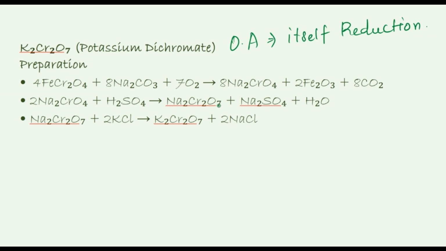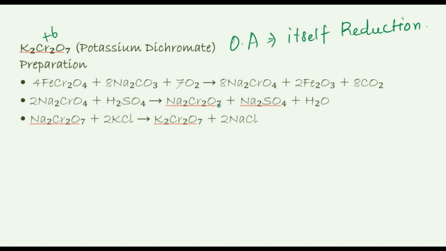In these compounds, K2Cr2O7 and KMnO4, chromium and manganese are in higher oxidation states. Here the chromium is in +6 oxidation state, and in KMnO4 you can see manganese is in +7 oxidation state. So it can reduce itself to a lower oxidation state, so that it can act as an oxidizing agent for others. And how to prepare these compounds?